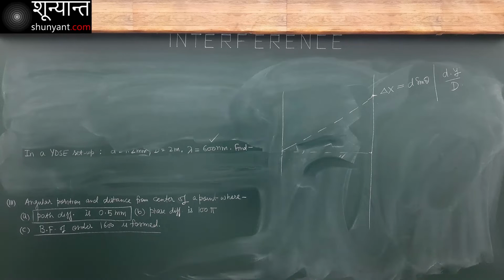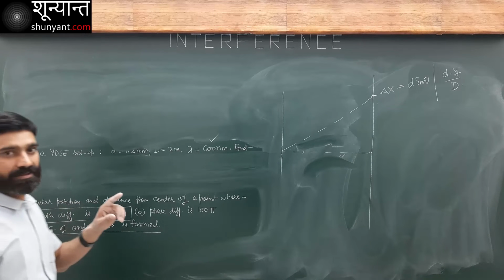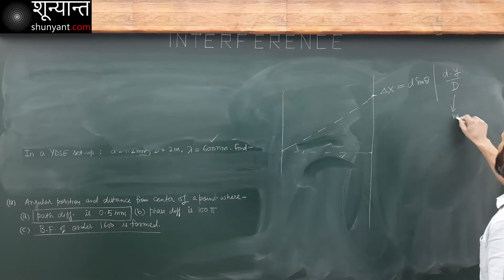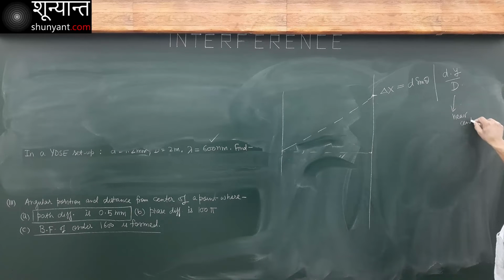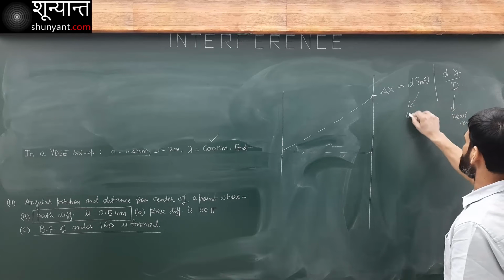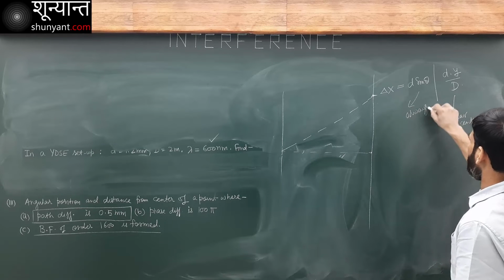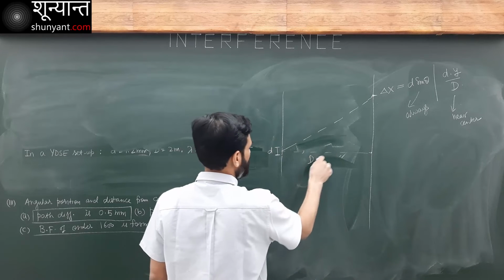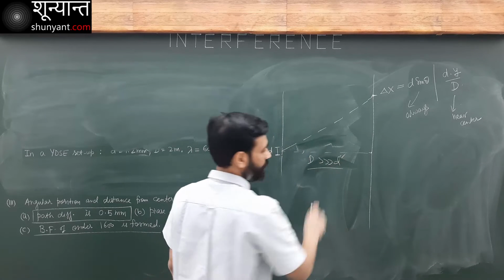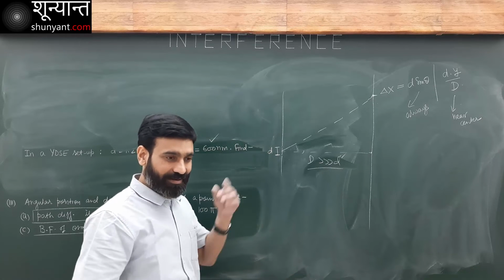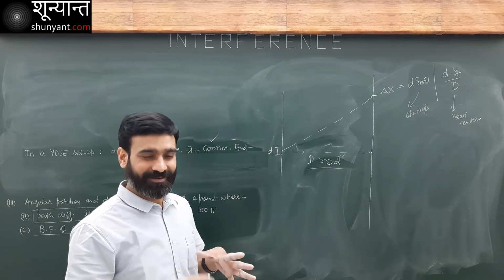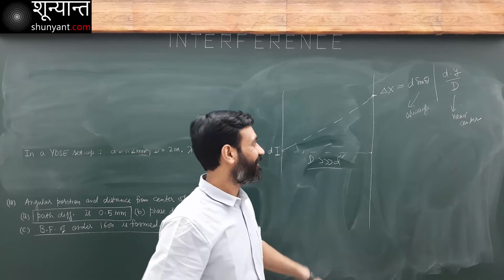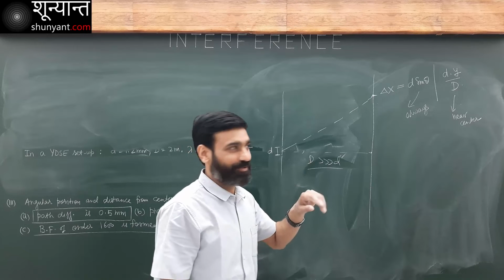The first one, d sin theta, is always applicable. The other is only near the center. And d sin theta is always applicable, as long as small d is much less than capital D. I'm repeating the same things again and again so that it gets firmly drilled into your head. It's very important. Okay, understood?